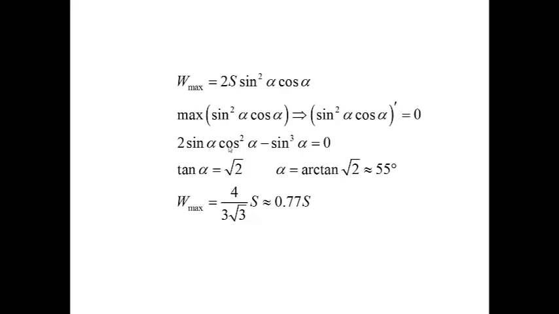Upon dividing both parts by sine alpha, I obtained that the angle alpha should be such that its tangent must be equal to square root of 2, or alpha equal to arctan of square root of 2, which is approximately 55 degrees. Once this value of angle is substituted back to the equation for W max, we obtain a numerical value for W max, which is approximately 0.77 S.